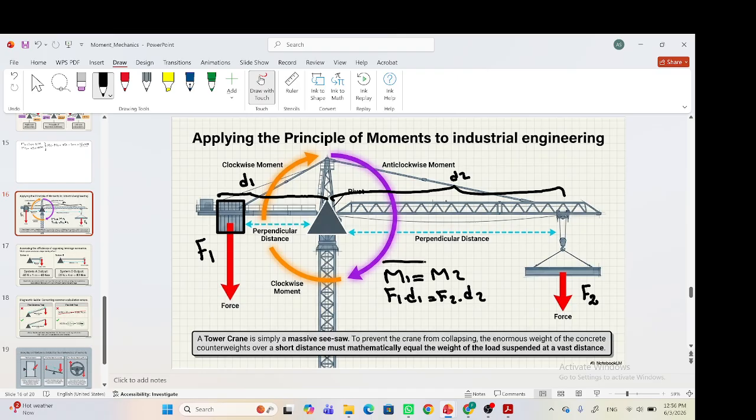So this is the formula that the crane towers are using, this condition, to count how much force. For example, they know how much force is here, and they usually put the same force on the other side to lift it to the higher position.